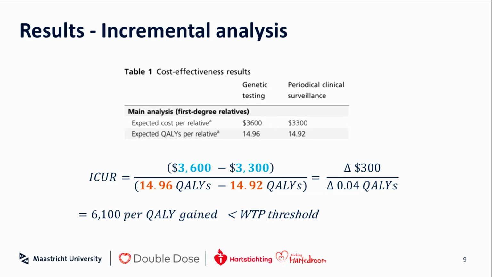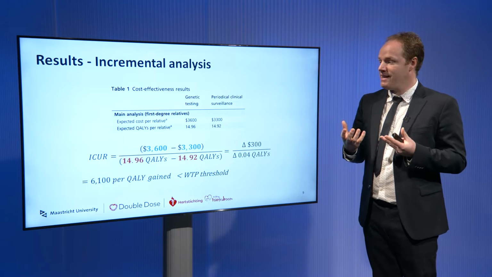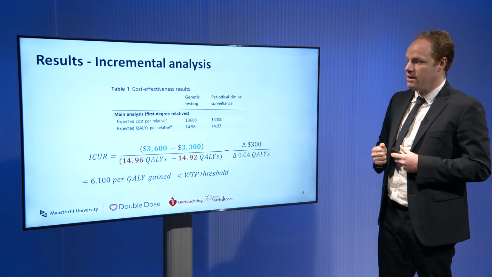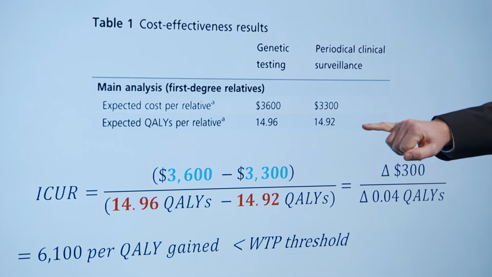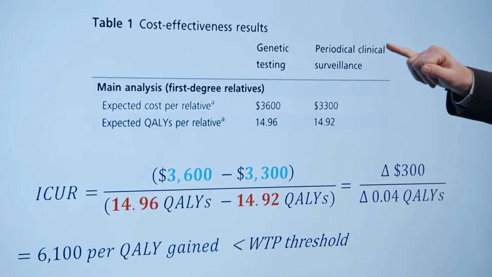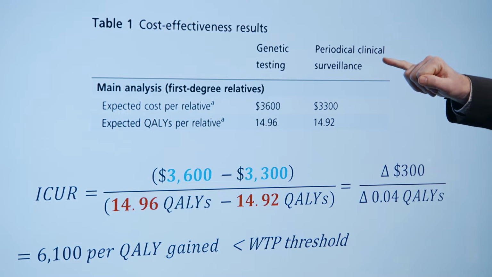Based on the model and all of the data that were calculated and searched by the author, they build up the model and then they get an estimation of the total cost and the total quality of the intervention. You could see total cost, total quality for the genetic testing and for the periodical clinical surveillance.